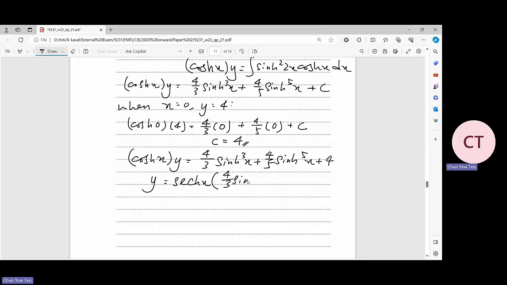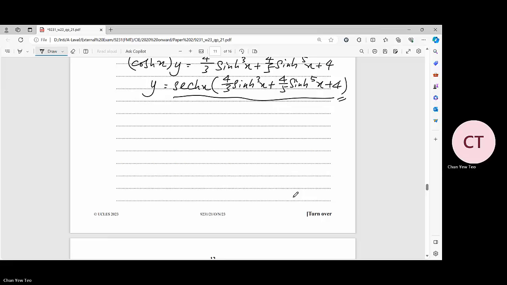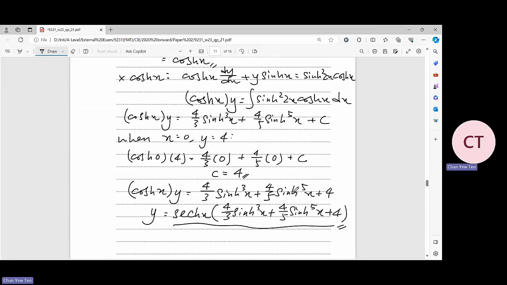I do not plan to expand anymore. I just leave it in factorized form, which will do. This will be good enough. Of course, for those who want a more perfect answer, you can factorize the 4 out, but I don't think it's necessary. It's okay to leave it like that. So this is good enough. Now this is the answer for part C. And okay, done. This is the answer for question number 6.